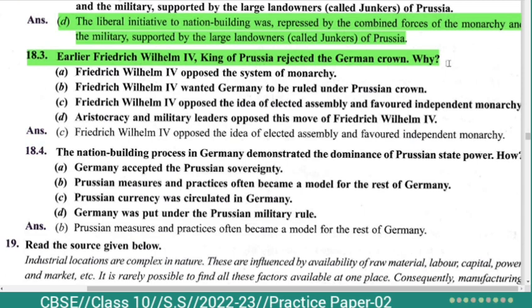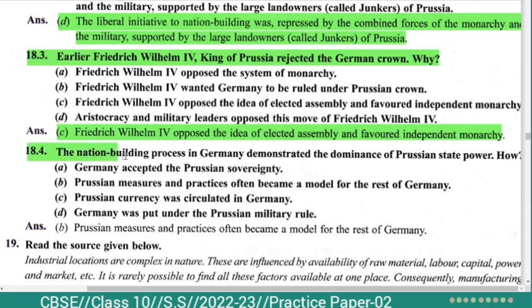Here the correct answer is option C, that is, Friedrich William IV opposed the idea of elected assembly and favored independent monarchy. Earlier Friedrich William IV, King of Prussia, rejected the German crown. Why? Friedrich William IV opposed the idea of elected assembly and favored independent monarchy.